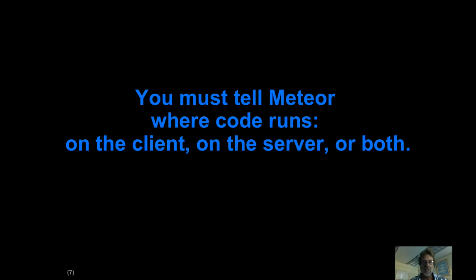So Meteor's not omniscient. It doesn't really know a priori where code should run. It can't inspect it and figure it out. You've got to tell Meteor somehow that you want a particular piece of JavaScript only on the client, only on the server, or you want it to run in both places.